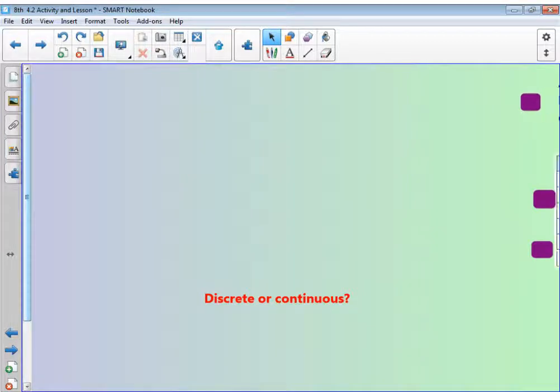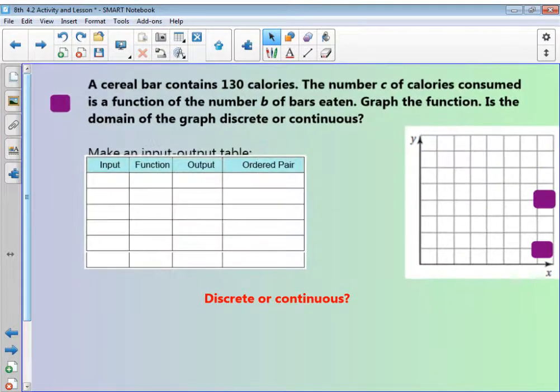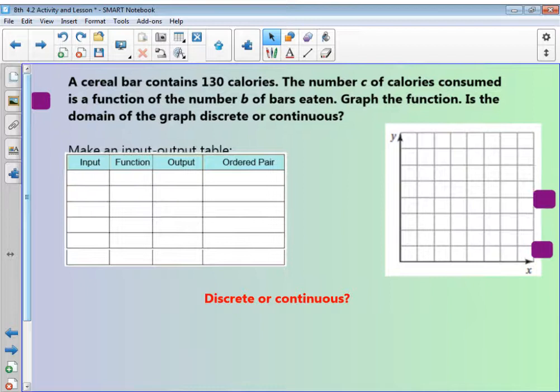Okay, so let's go ahead and do another one. So here we have a cereal bar contains 130 calories. The number C of calories consumed is a function of the number B of bars eaten. Graph the function. Is the domain of the graph discrete or continuous? So let's discuss that.